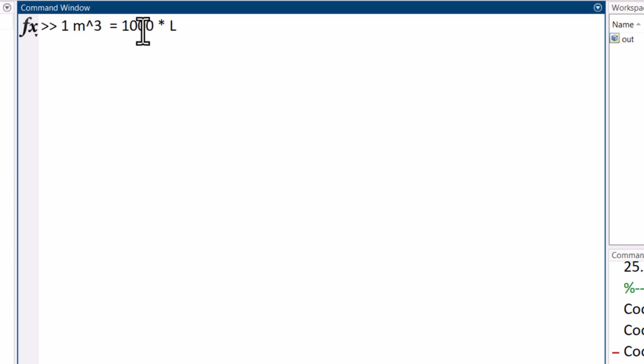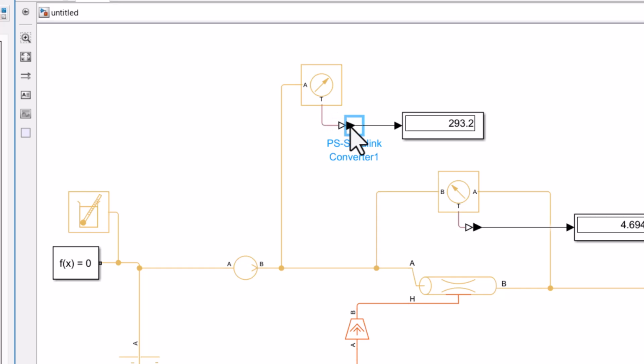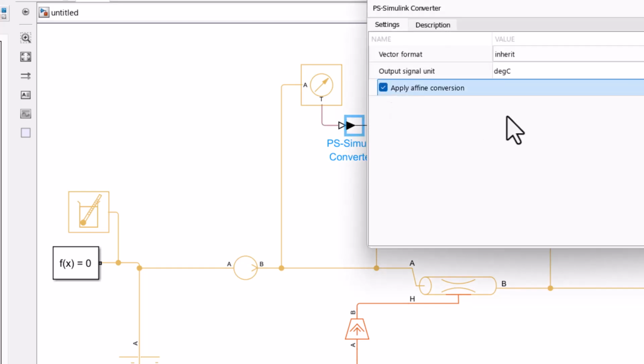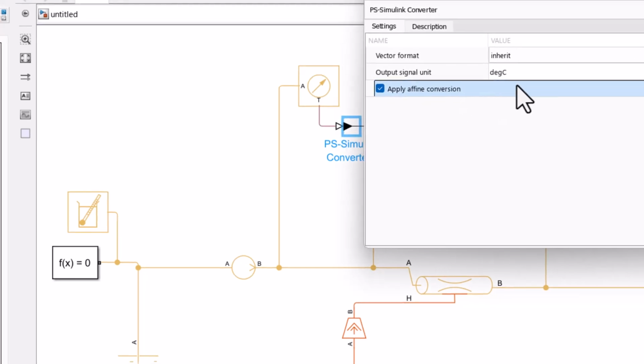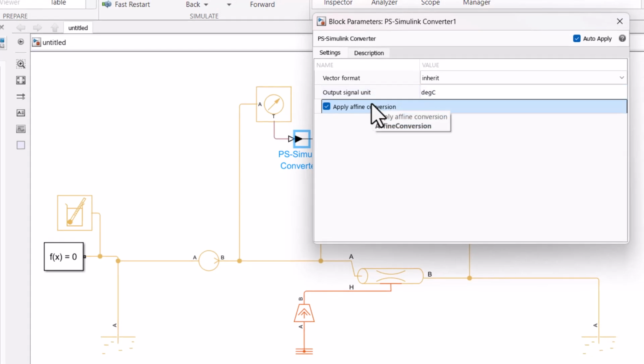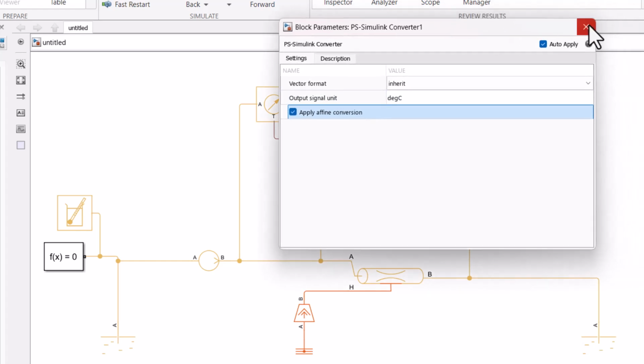So the conversion factors are always just a multiplication, but that is not the case for temperature. Kelvin is equal to degrees Celsius plus 273.15. And this addition is called by MATLAB an offset. When you have an offset, you have to check the apply affine conversion. I have only seen this checkbox used for temperature units. I have not used it for any other units, and I think you're not going to use that either.